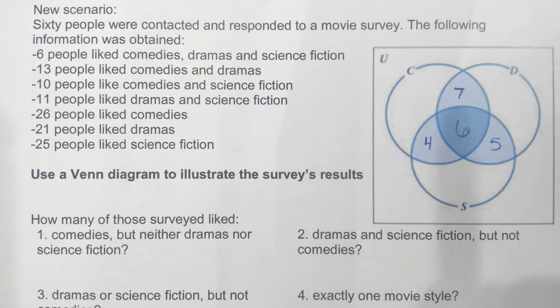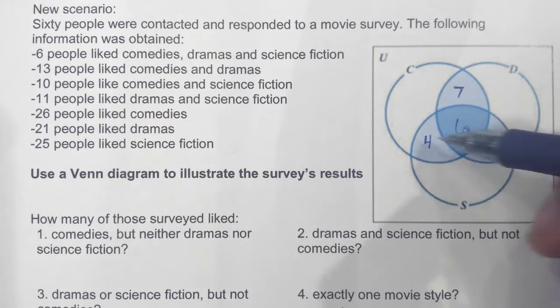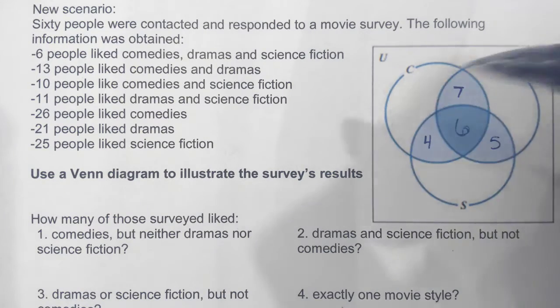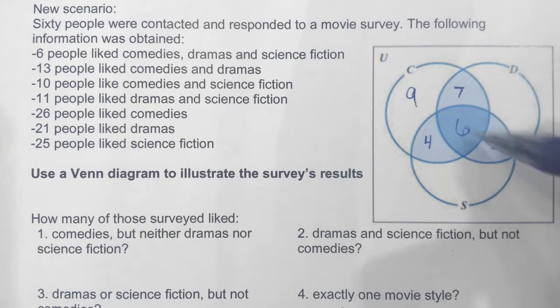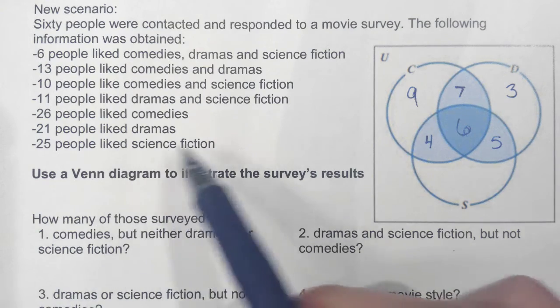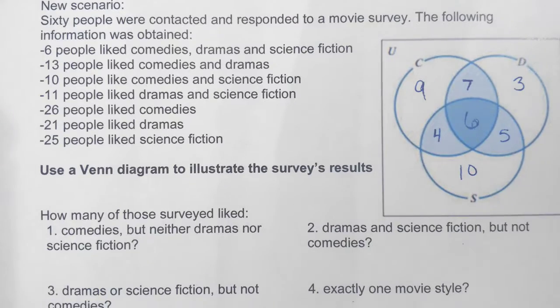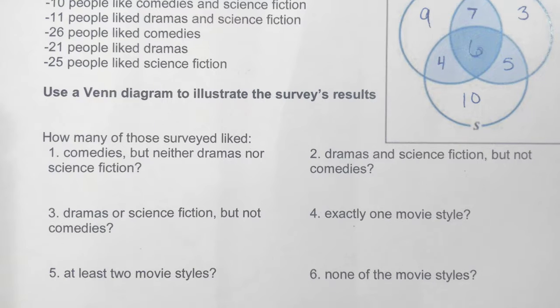And then that leaves us with the outermost parts. Okay, 26 total people liked comedies. Well, we have 17 of those 26 already accounted for. So how many does that leave? That leaves 9 that only liked comedies. 21 people liked dramas. We have 18 of them accounted for here. So that leaves us with 3 that only liked dramas. 25 people liked science fiction. We have 15 of them here. That leaves us with 10 that only liked science fiction. So there you go. Now that we have that filled in, these questions are going to be very easy.